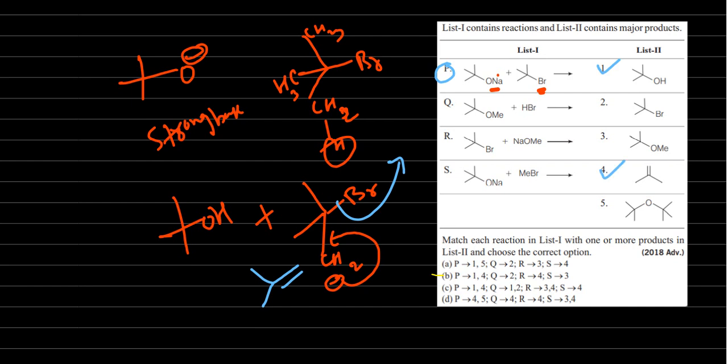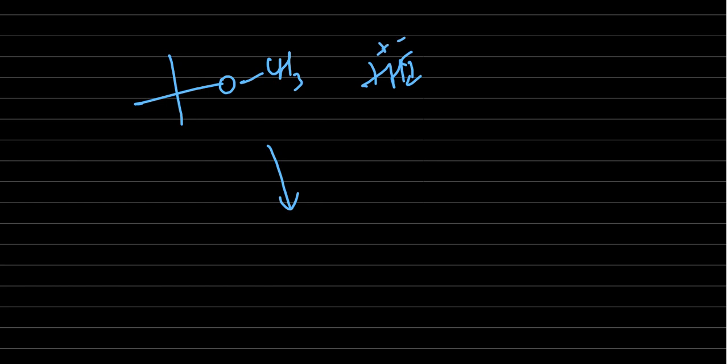1 comma 4. 1 comma 4 means here B and C options are there. Then the Q question. Q is HBr. See the HBr functioning: in the NCERT textbook it is H plus I minus. Whenever a tertiary alkyl halide is involved, this topic is ether cleavage.